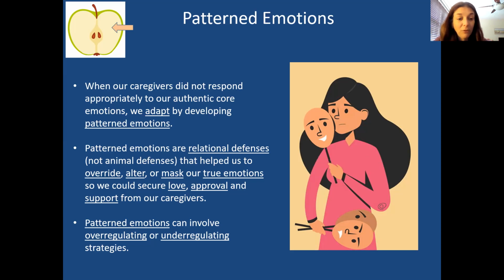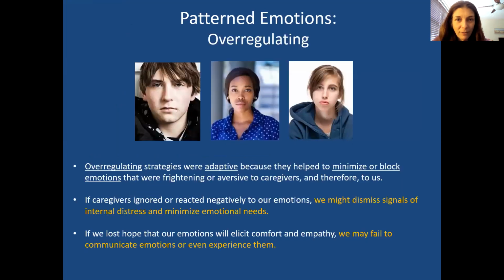So pattern emotions could revolve two things, though. I'm focusing right now on how we can block our emotions, which is an overregulating strategy. Sometimes we also use an underregulating strategy. We'll get to that in a moment. So we're going to start with overregulating because that's what I was talking about already.